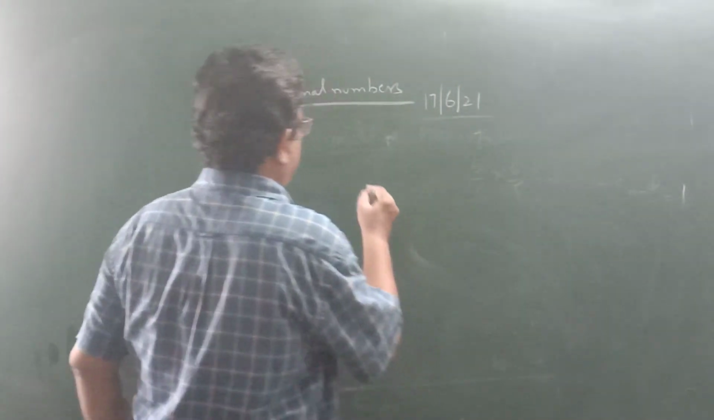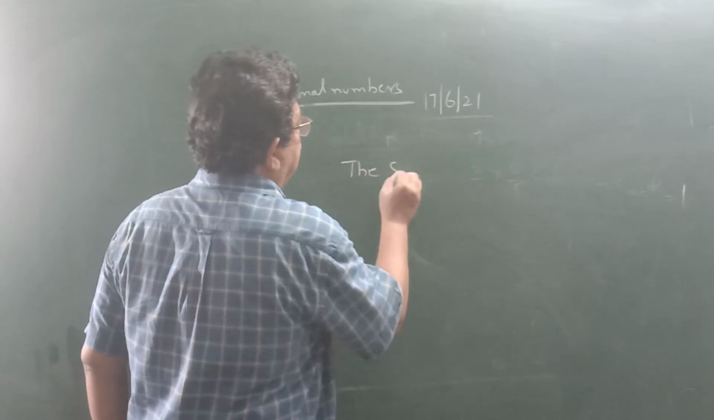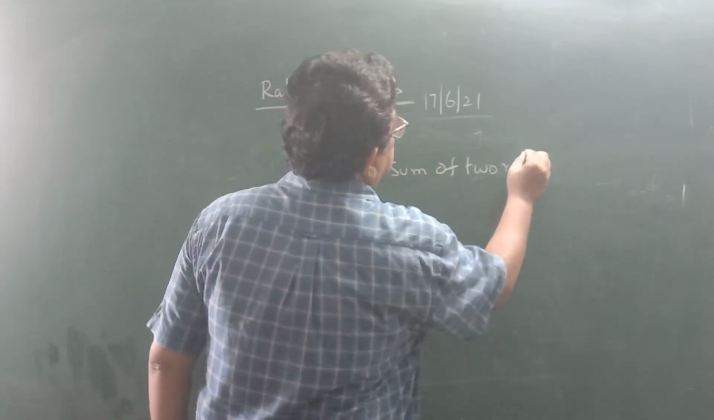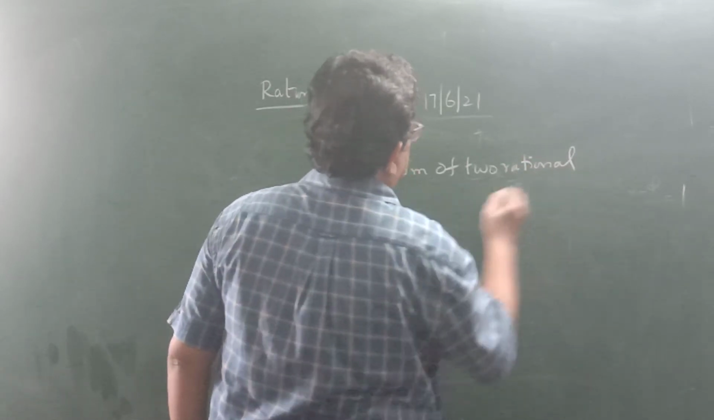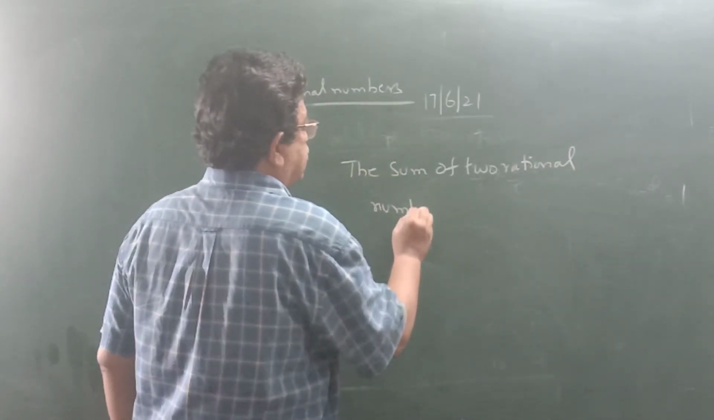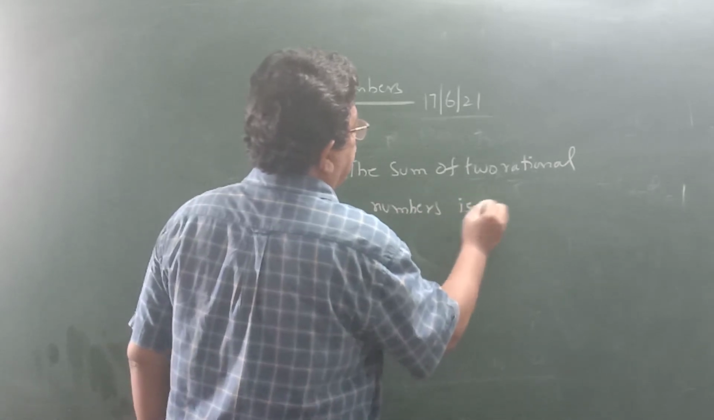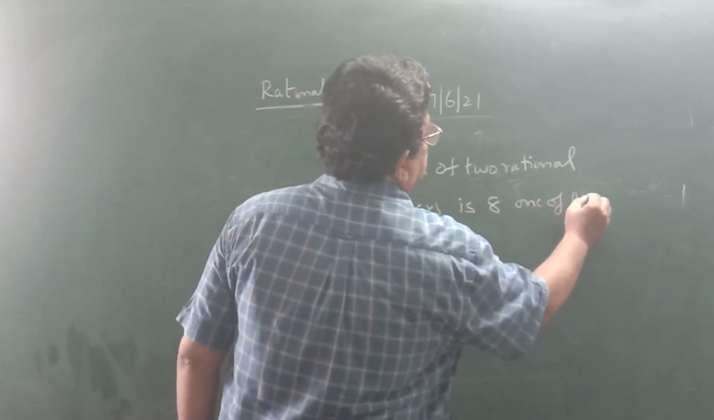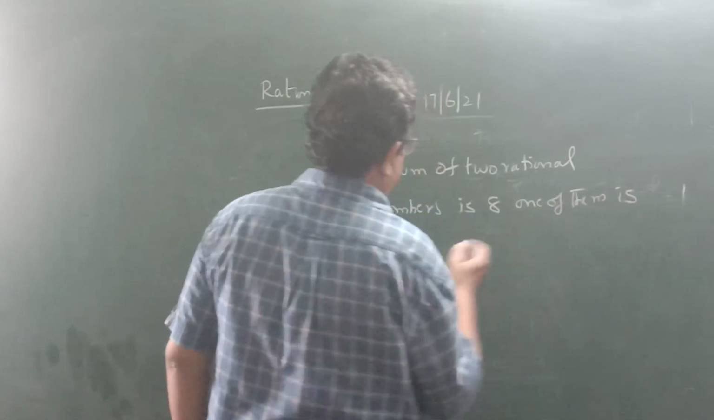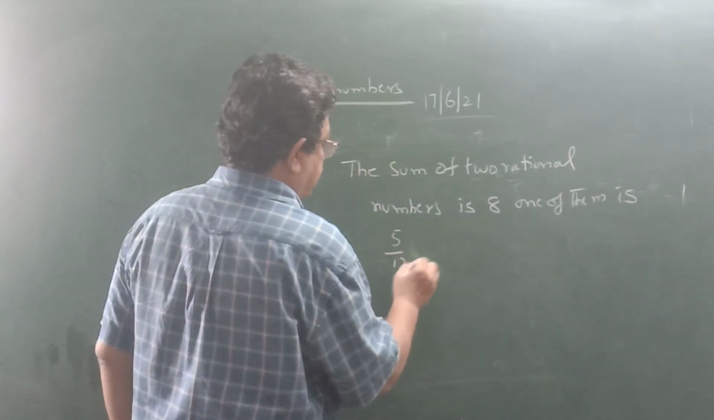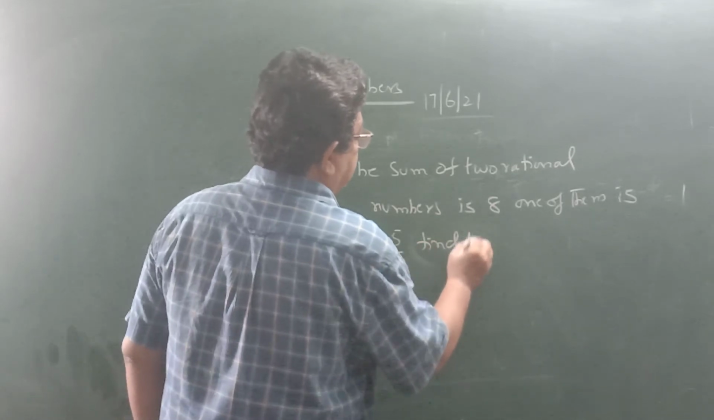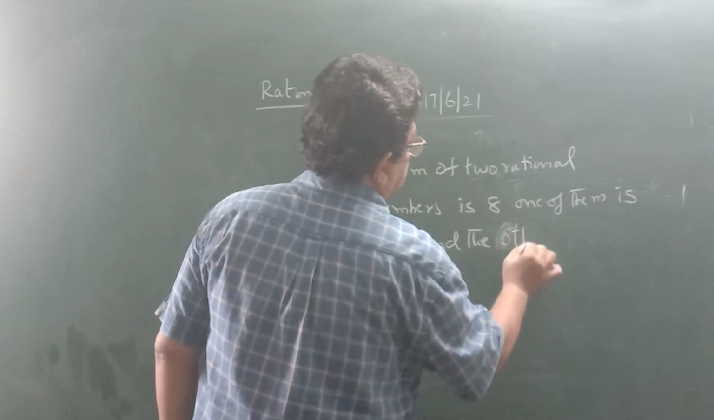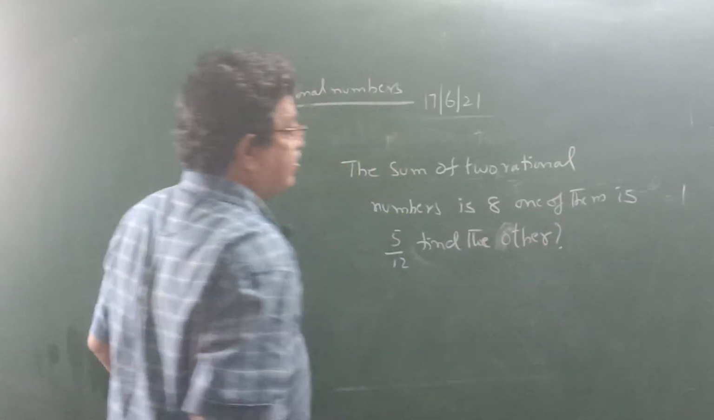I am giving you one problem. The sum of two rational numbers is 8. One of them is 5 by 12. Find the other. This is the question given.